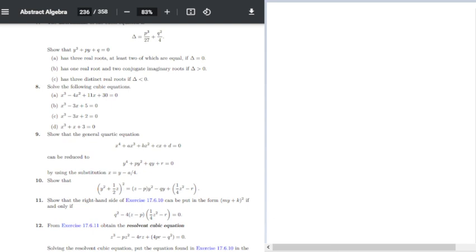8. Solve the following cubic equations. A. x cubed minus 4x squared plus 11x plus 30 equals 0. B. x cubed minus 3x plus 5 equals 0. C. x cubed minus 3x plus 2 equals 0. D. x cubed plus x plus 3 equals 0. 9. Show that the general quartic equation can be reduced to, I'm not even going to worry about that. And then this is literally just all, get the resolvent quartic.